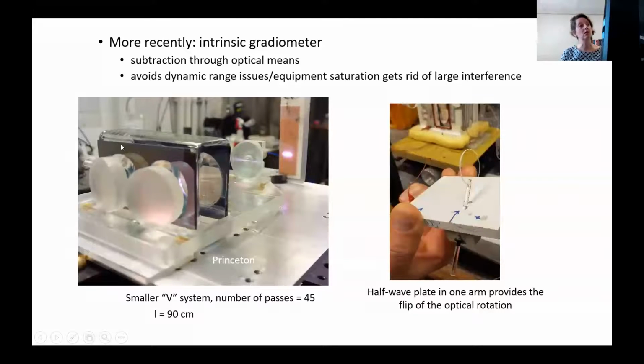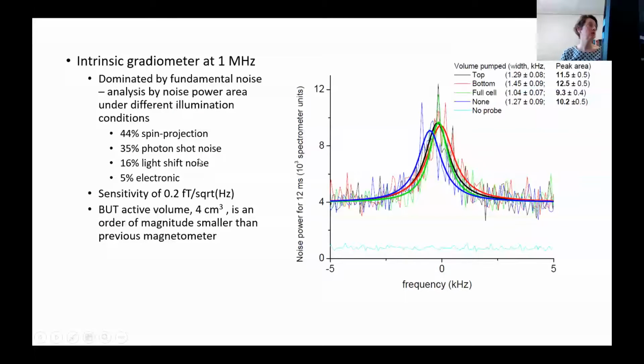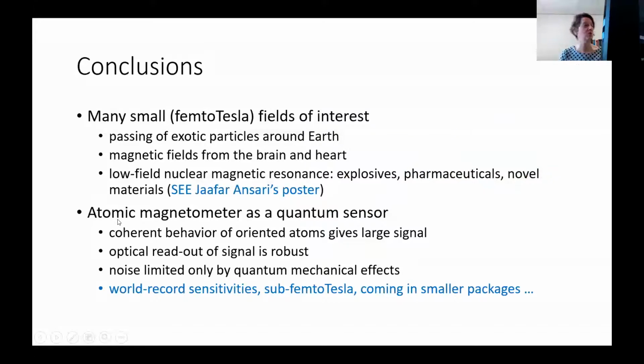If we get the signal in one cell, we can get rid of common mode noise. In fact, we were able to do that. We found that we were dominated in the cell by fundamental noise. So we had 44% spin projection noise. Remember, that's the angular momentum of the atoms being quantized. 35% photon shot noise. Again, the photon comes in packets. Light shift noise, and finally electron. And we were able to see, in a 4 centimeter cube, so a factor of 25 smaller package, the same sensitivity of 0.2 femtotesla per square root hertz. So we're constantly being driven towards a smaller package and trying to get the same sensitivity in that smaller package. So that's my conclusion for today.